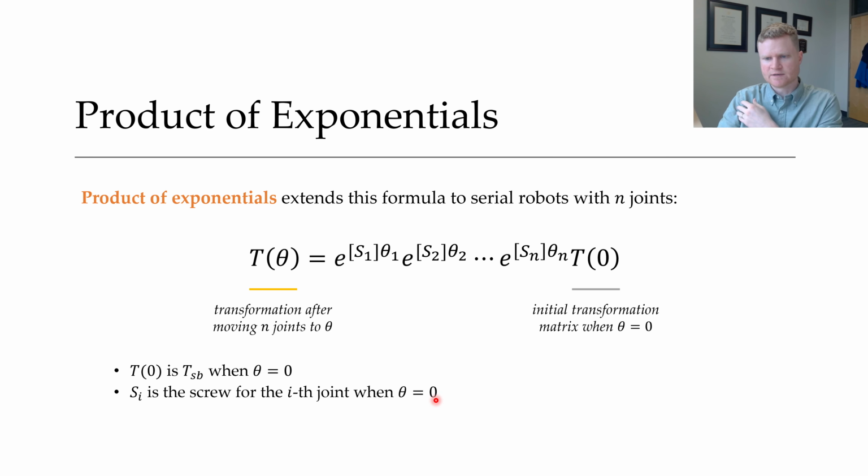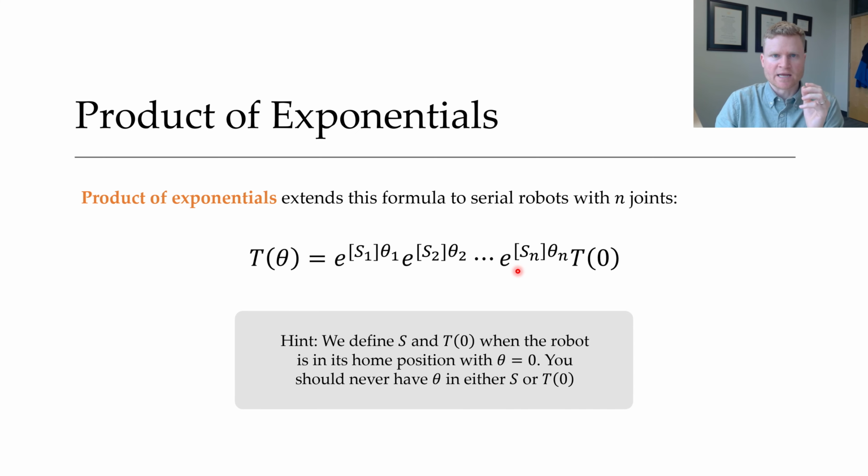So we put our robot in its home position, or you think about your robot being in its home position. You write out T of 0, and you write out each of these screws when the robot is in that home position. And this is a mistake that often happens where students will include theta either in their home position or in one of these screws. Theta should never be included because at your home position, theta is equal to 0. So you should never have theta in S1, S2, all the way out through Sn, or in T of 0.